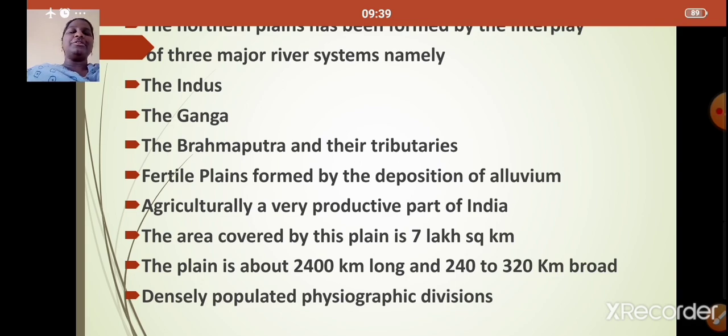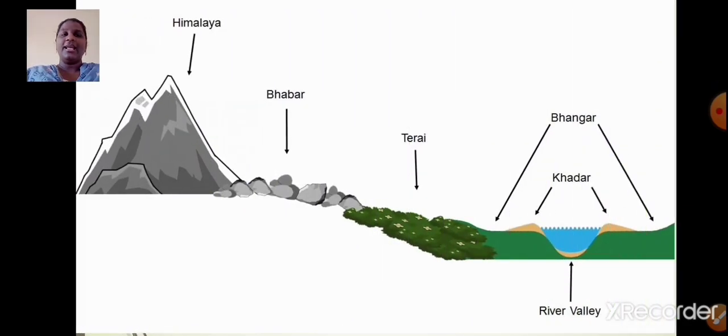Densely populated physiographic divisions. Northern plains are densely populated. According to the variations in relief features, the northern plains can be divided into 4 regions: Bhabar, Terai, Bhangar and Khadar. I hope you will remember this.